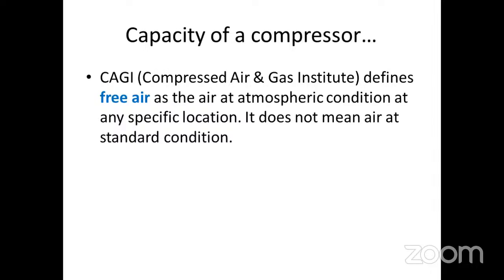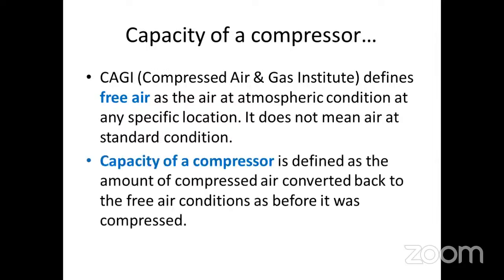CAGI, free air. This is the term we will be using, free air. Free air means it is the air at atmospheric condition at any specific location. It is not STP or NTP. This is free air. Capacity of a compressor is defined as the amount of compressed air converted back to the free air condition as before it was compressed. That means the cubic meter is the air drawn inside the compressor. It is not the capacity defined in the compressed volume. It is the free air.